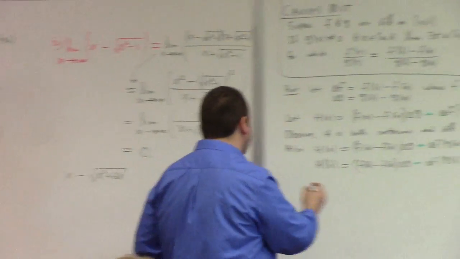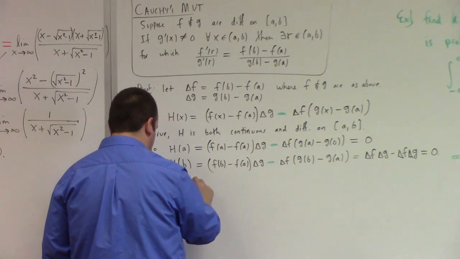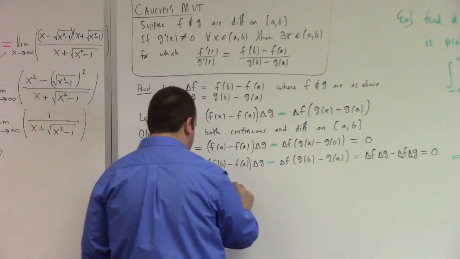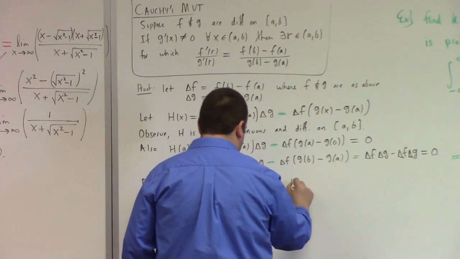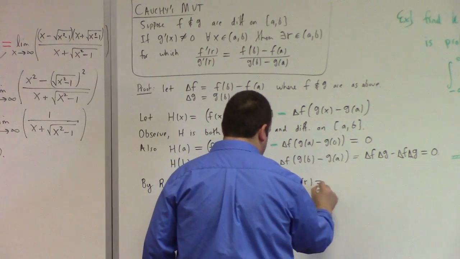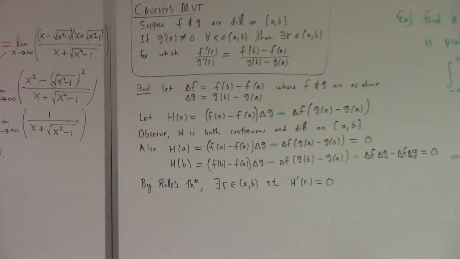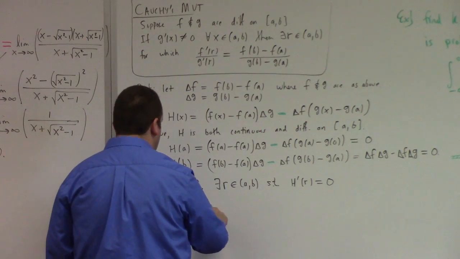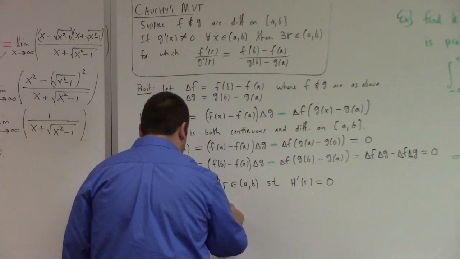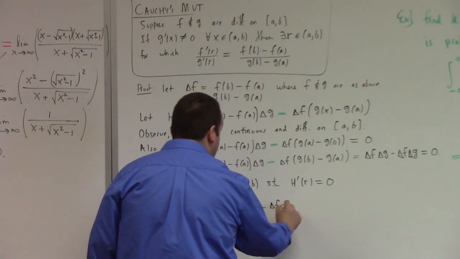So by Rolle's theorem, which applies to h, there exists an r in a to b such that what? h prime of r is equal to 0. But what is h prime of x? Well, let me write down, what's h prime of r equal to? Differentiate, right? h prime of r is f prime of r times delta g, which is just a number, minus delta f times g prime of r.